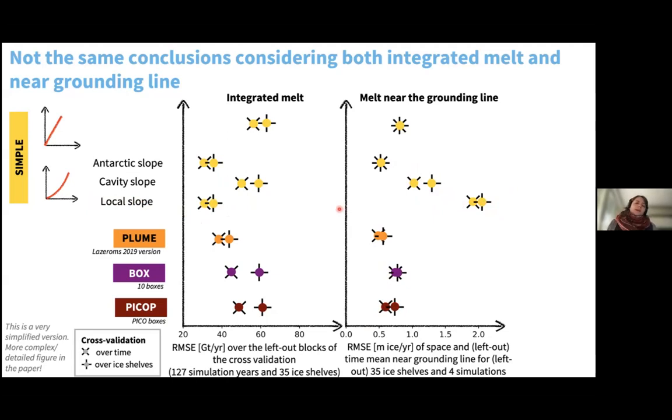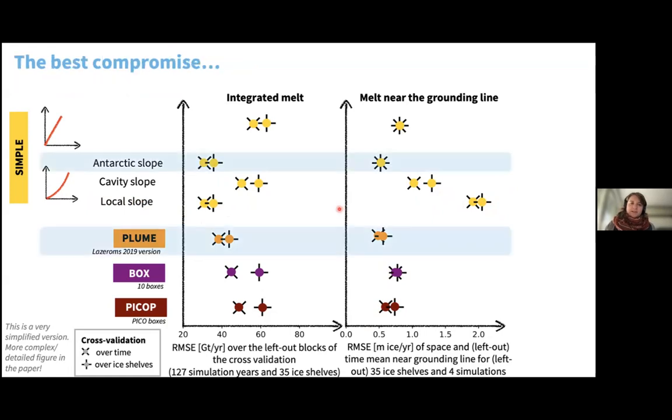So if we have to do a conclusion here, and we want to use these 2 metrics as a basis of choice, the best compromise seems to be to use a quadratic parameterization using a constant Antarctic slope or a plume parameterization. So this was the main result from the paper.